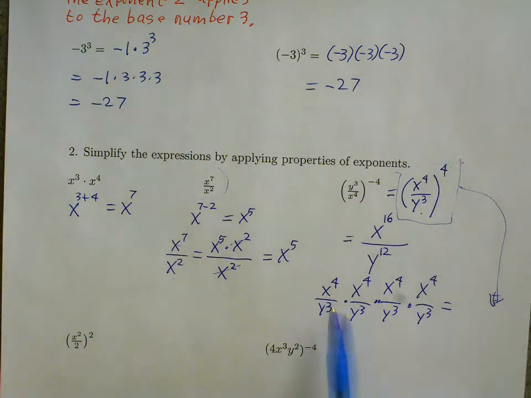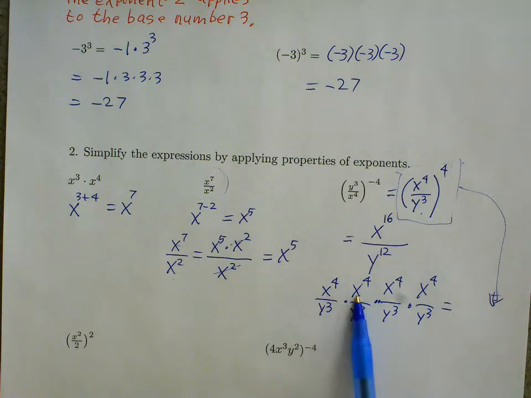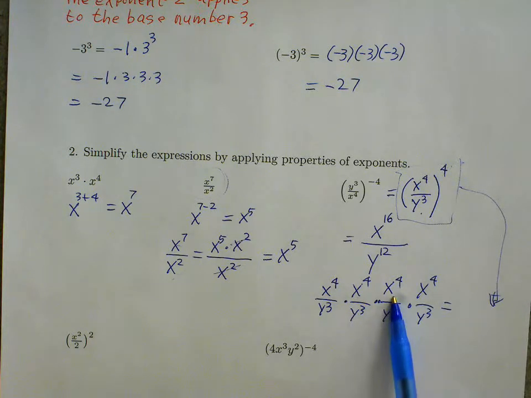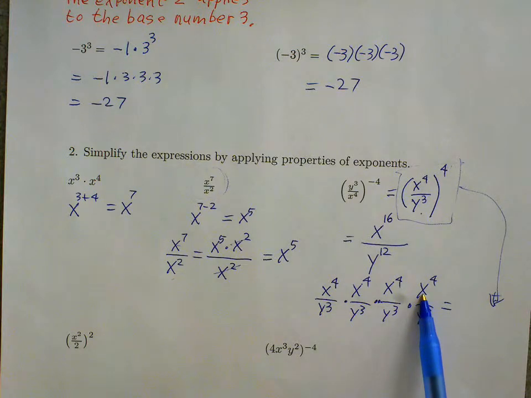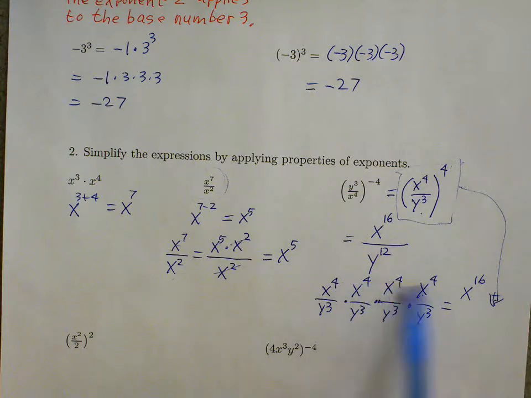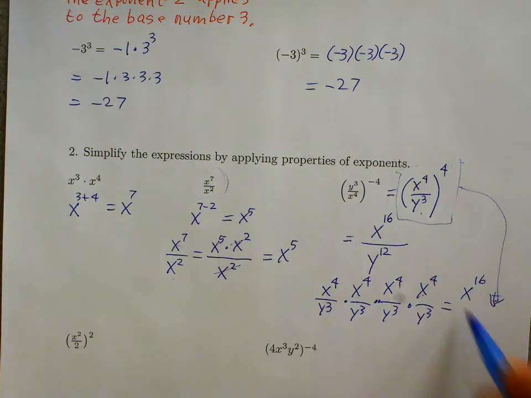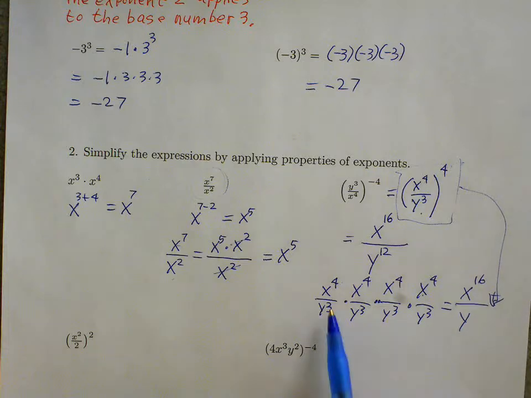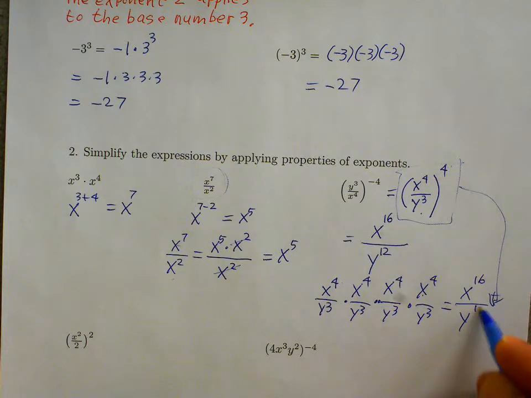And then if you multiply the numerators, x to the fourth times x to the fourth is x to the 4 plus 4, or x to the 8th. And then x to the 8th times x to the 4th is x to the 12th. And x to the 12th times x to the 4th is x to the 16th. Right? All I did was add the exponents because I'm multiplying. And then do the same thing in the denominator, y to the third times y to the third times y to the third times y to the third is y to the 3 plus 3 plus 3 plus 3, which is y to the 12th.